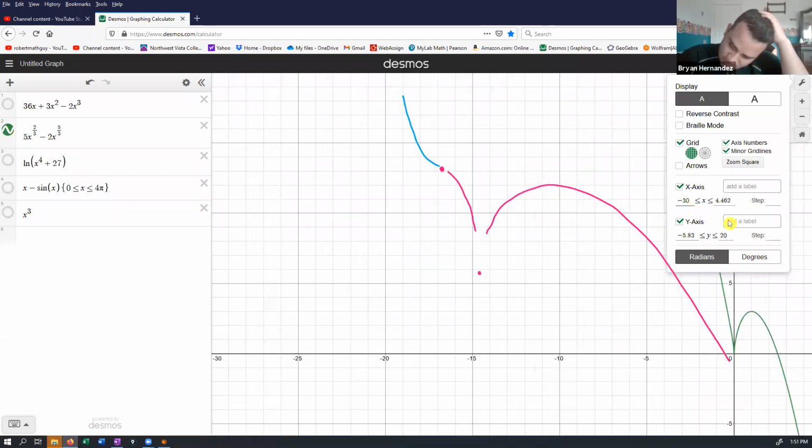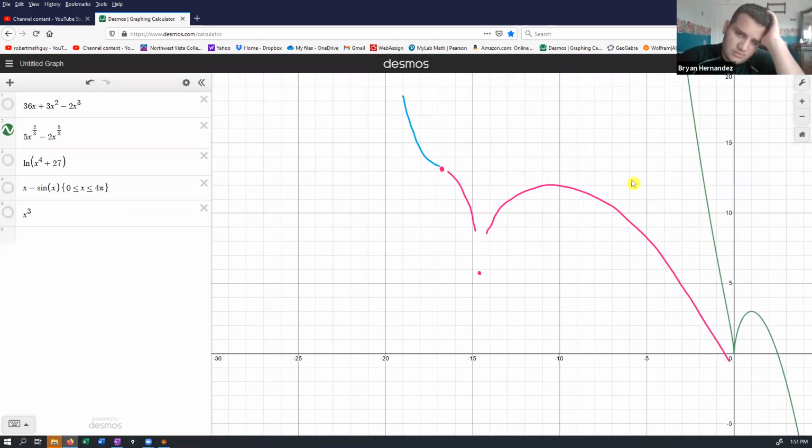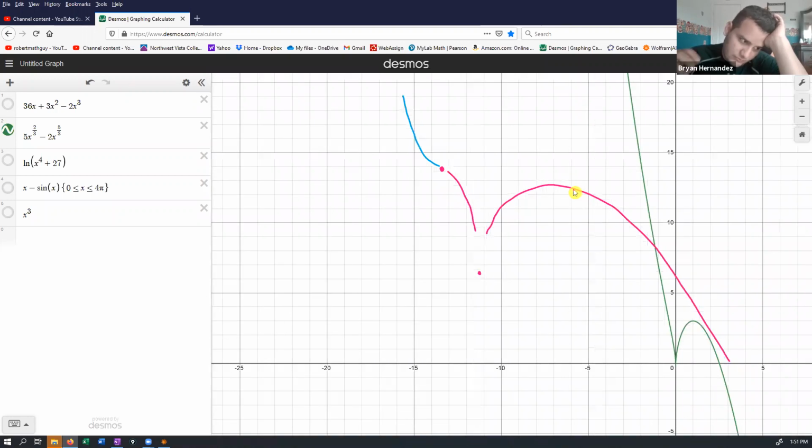Sir, just to be certain, an inflection point is when the graph changes how it curves partway through, right? Yeah, it's smile to frown or frown to smile. Okay. Think about it this way.